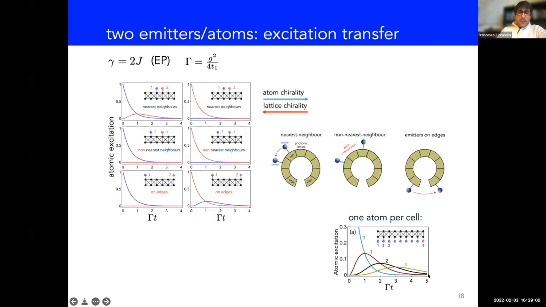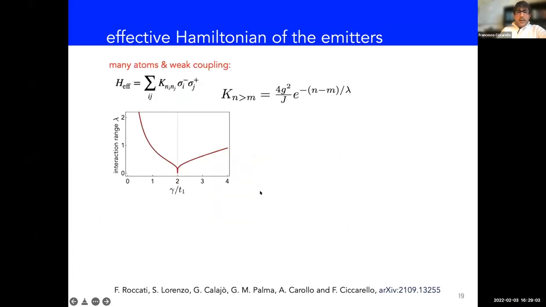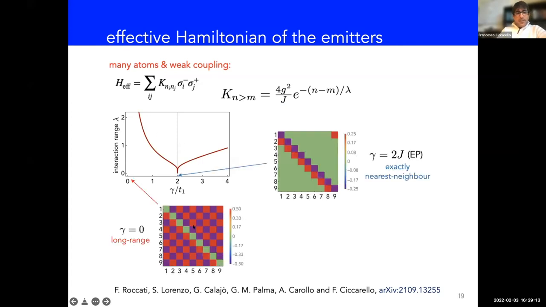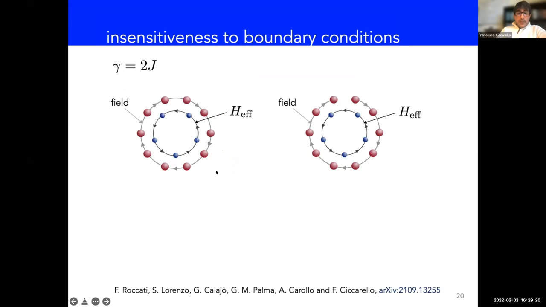Okay, you can generalize this to one atom per cell, and this was just what happens for a specific value of the loss rate. In general, you have a very interesting dependence on the loss rate, and you have interactions ranging from long range to exactly nearest neighbor. And we saw something which is kind of crazy. You can wonder, how do I get this effective Hamiltonian between the atoms, under what boundary conditions for the lattice? And the answer is that the boundary conditions of the lattice are not important. You get the same effective atom-atom Hamiltonian both in the case that the lattice is open and in the case that it's subject to periodic boundary conditions, as you can see here.